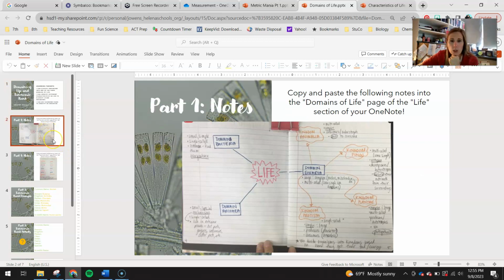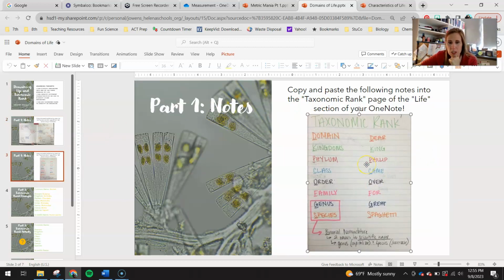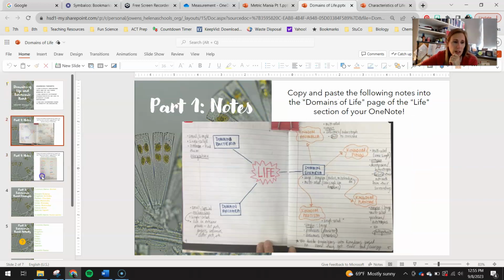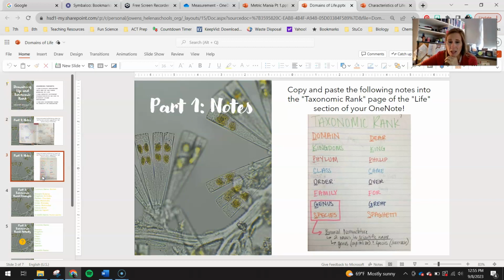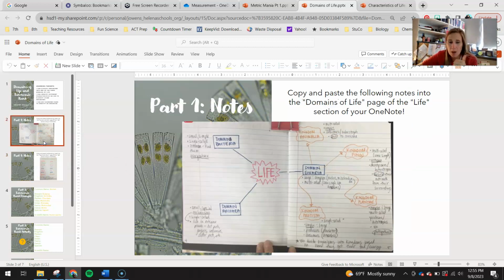Okay, so the first thing you need to do is open your OneNote. You need to copy and paste this picture into the Domains of Life section of your taxonomy notebook in your OneNote. And on slide 3, you need to copy and paste this picture and put it into the taxonomic rank section. Both of these are in your OneNote. You shouldn't be creating a new OneNote for that. So go ahead, take a second, pause this video, and once you are done adding these two pictures to your notebook, come back to this video, hit play, and we'll talk about what these notes have in them.